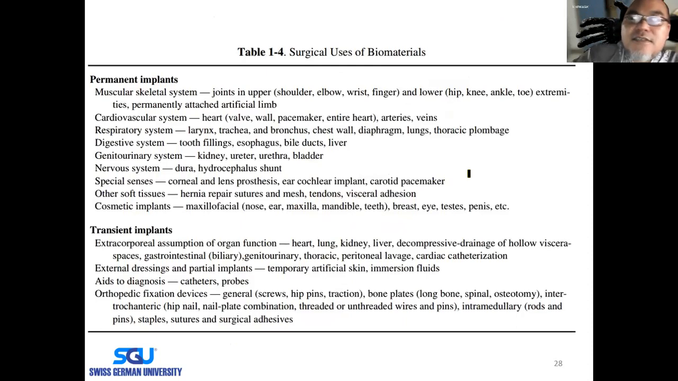So these are some examples of the surgical use of several biomaterials. In the musculoskeletal system, permanent implants are used in joints: shoulder, elbow, and wrist, as well as lower joints. Also in the cardiovascular system, in the heart, as artificial valves, pacemakers, even the entire heart. Sometimes there is research on making an implantable artificial heart. In the respiratory system: trachea, larynx, bronchus. Digestive system: esophagus, liver. Genitourinary system: kidney, ureter, urethra, and bladder.